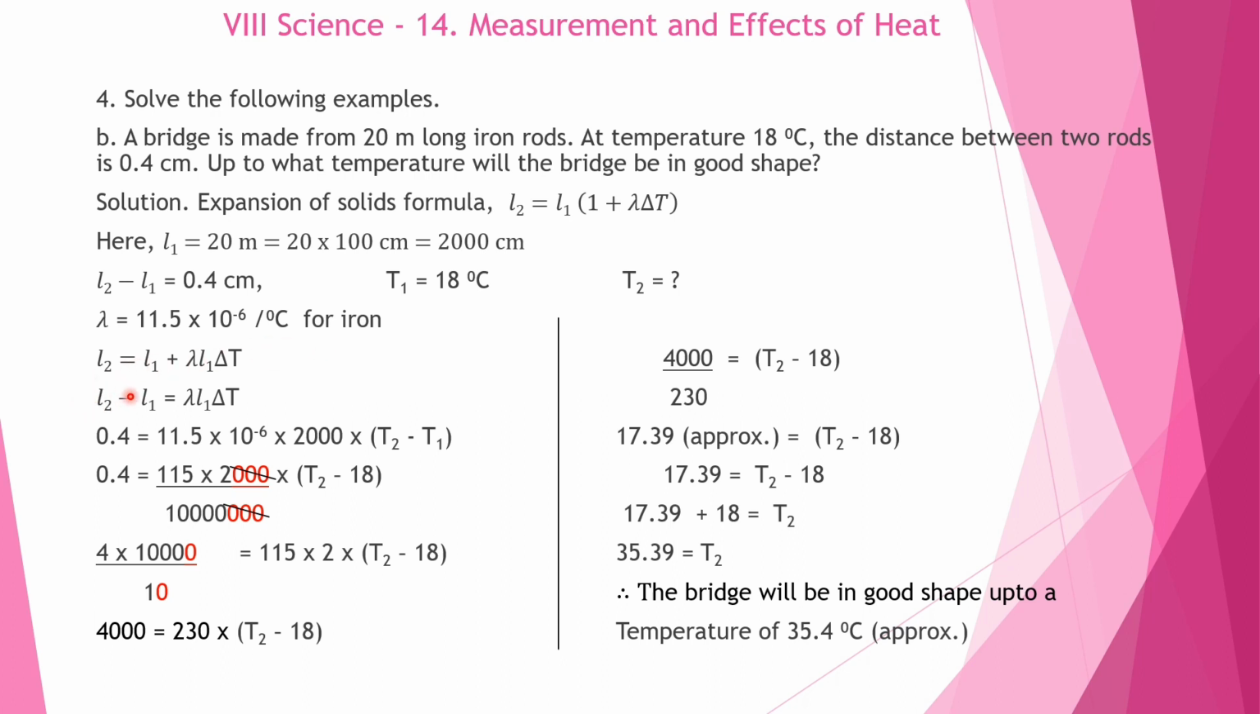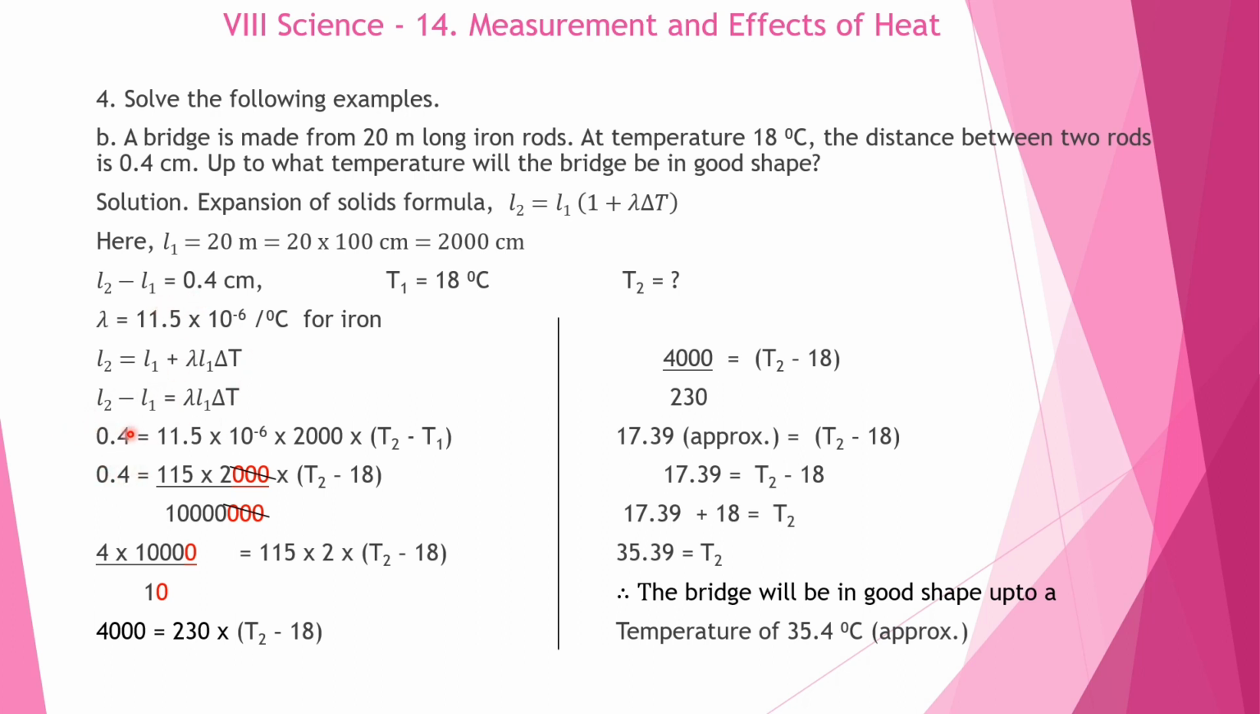So, this is the formula. L2 is equal to L1 plus lambda L1 delta T, because we opened the bracket, children. L1 into 1 is L1 and L1 into this is lambda L1 delta T. So, we shifted L1 this side. L2 minus L1 is equal to lambda L1 delta T. L2 minus L1 is given to us, 0.4.